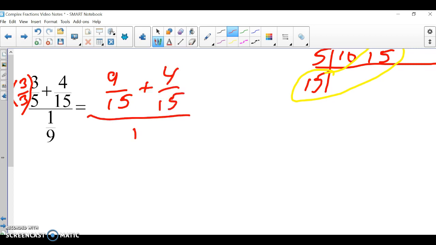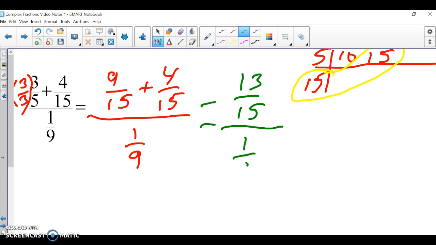And that's still over 1/9. Okay, so now I can add 9 and 4 is 13. So 13/15 divided by 1/9. Cool, so now it looks like the last problem. So now we can write it in an easier form. Notice in this one there wasn't two fractions in the denominator, so I didn't have to simplify them.